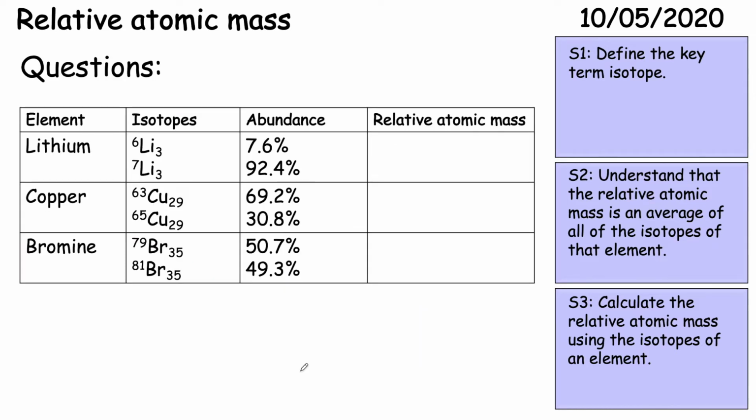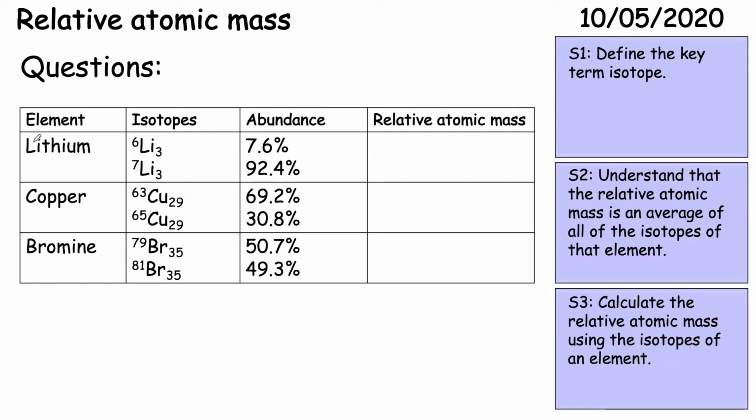Now there are some for you to have a go at here. What you need to do is use that equation to calculate the relative atomic mass of each element, looking at its isotopes, its abundance, and the masses of each isotope. So pause the video and then unpause for the answers.